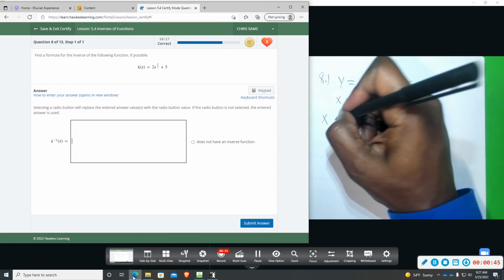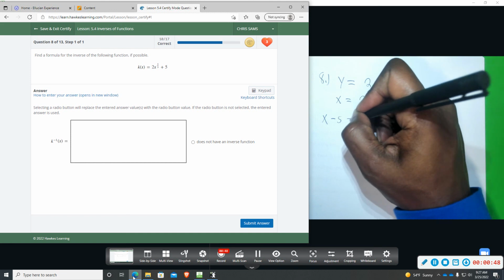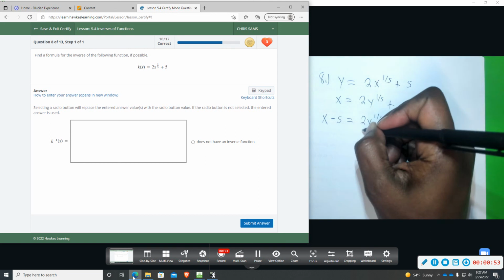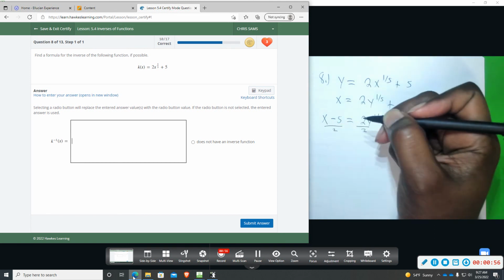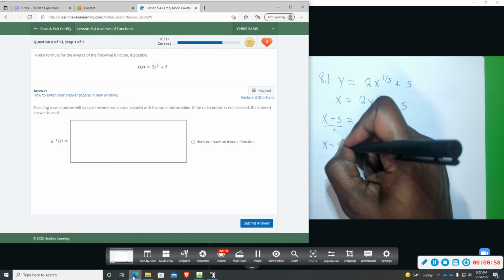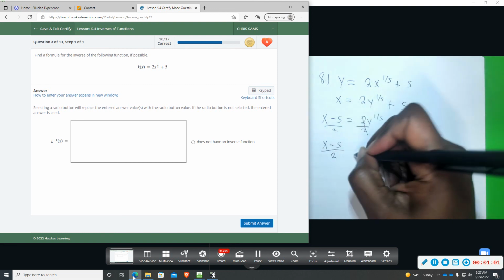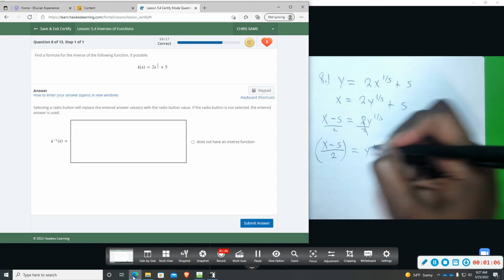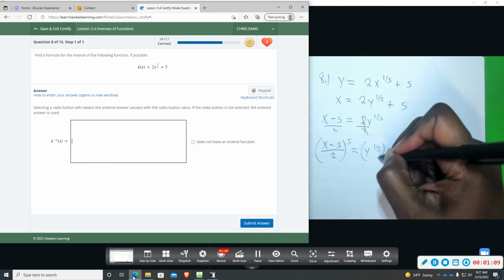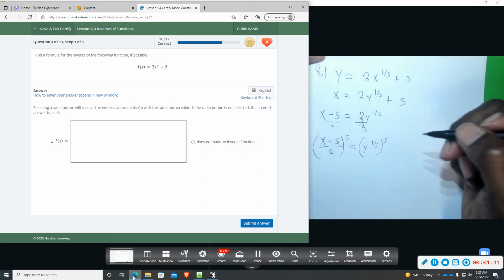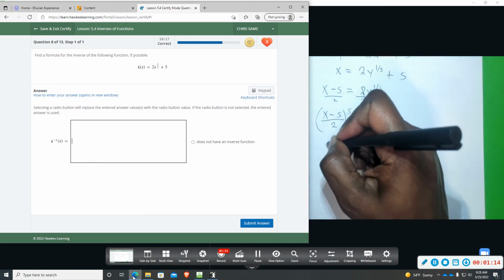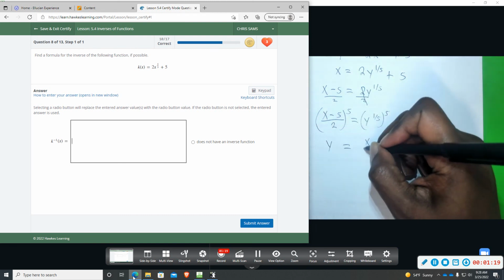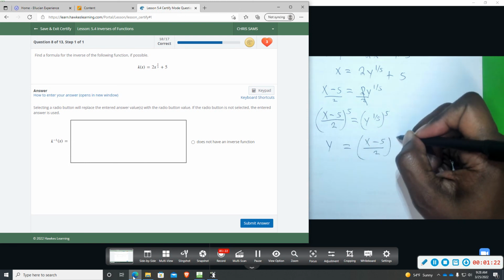And then we're going to solve for x, subtract 5 because we have a plus 5, so that's going to give me x minus 5 equals 2y to the 1/5. I'm going to divide by 2. So it's going to give me x minus 5 divided by 2 equals y to the 1/5. And then we're going to raise both sides to the 5th power to get rid of that 1/5. I'm going to write it the way we normally would write it. Y on the left equals x minus 5 divided by 2 to the 5th.